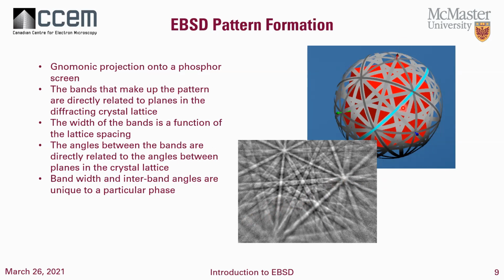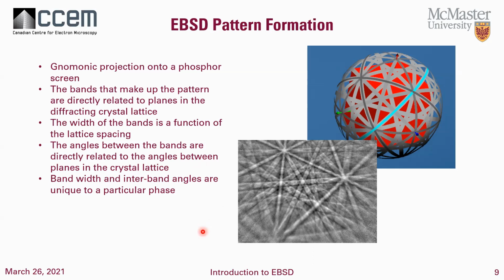This represents a model of the unit cell. You can see the face-centered cubic material, the square cubic unit cell at the back. So the bands that make up the pattern are directly related to the planes in the crystal lattice. The width of the bands is a function of lattice spacing. The width can also be affected by other things, which we'll talk about later. The angles between the bands are also related to the angles between the planes in the crystal lattice as well.